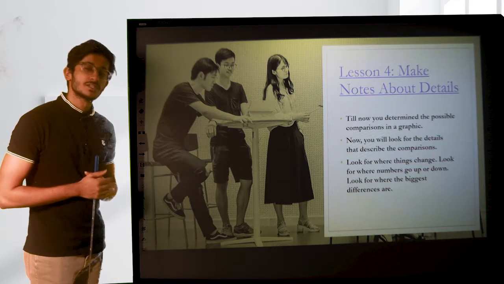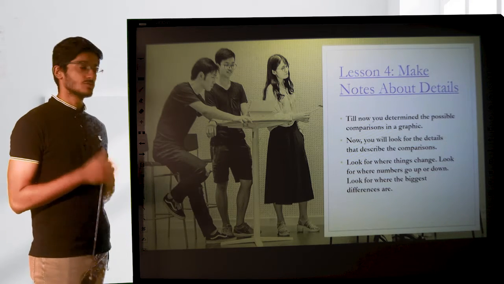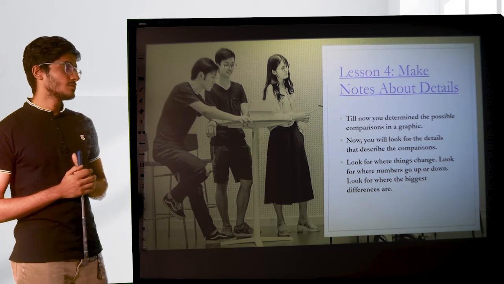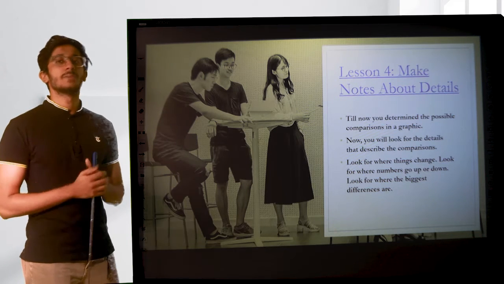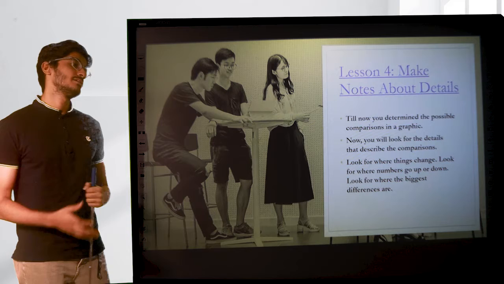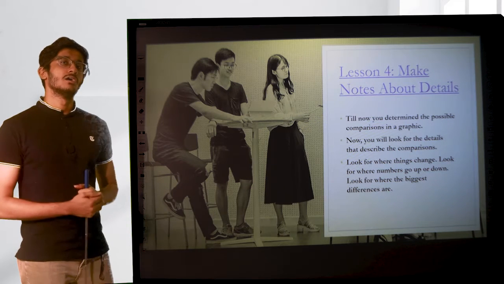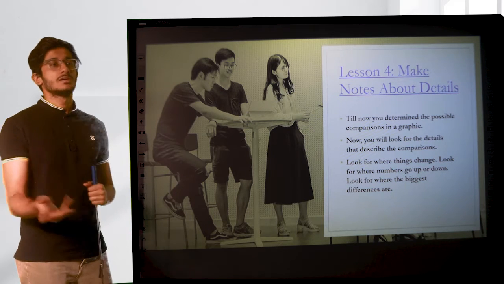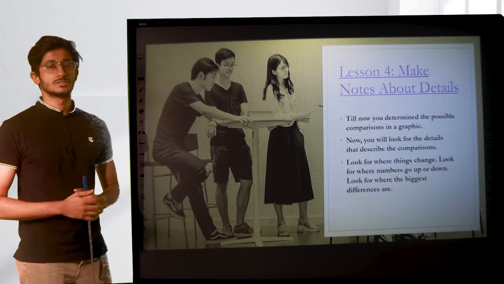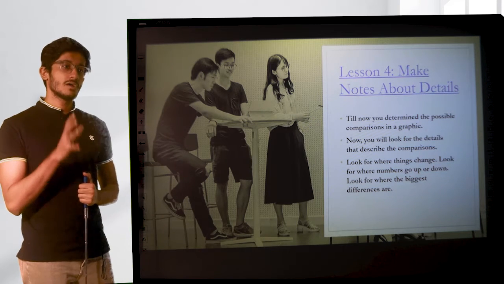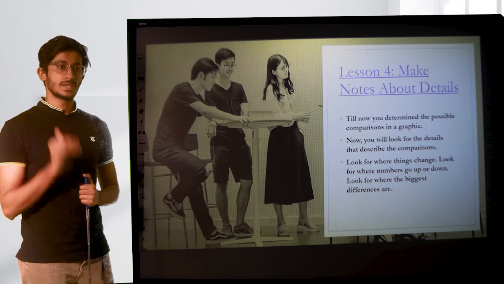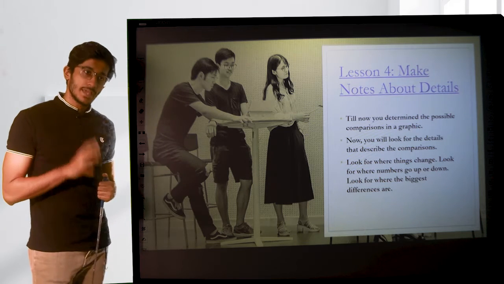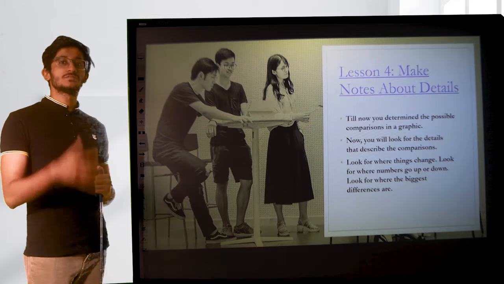The 4th step involves taking down notes about the details. Till now, you have determined the comparisons that you can make in the graph, but now you will have to look for the details that explain these comparisons. You can't just say that there are different numbers of sales of, for example, iced coffee in winter, and in summer iced coffee is sold at another number. You have identified the dimension of comparison, summer and winter, but now you have to make notes of the details which explain each of these comparisons.